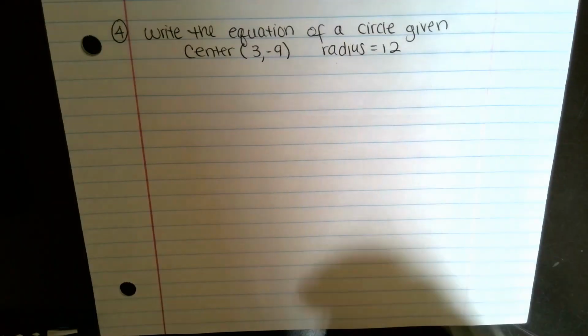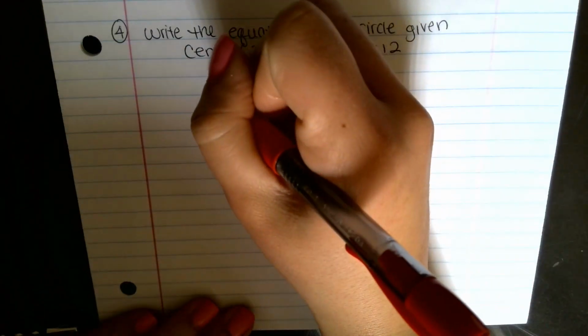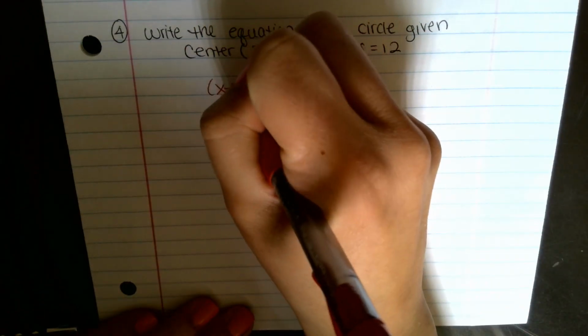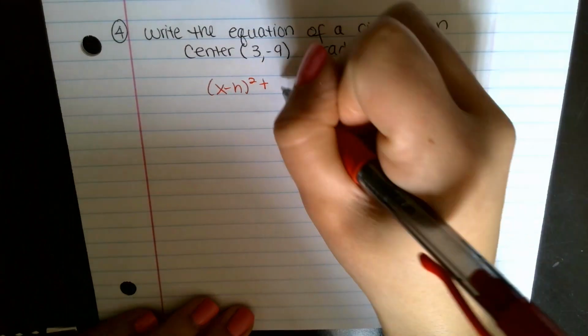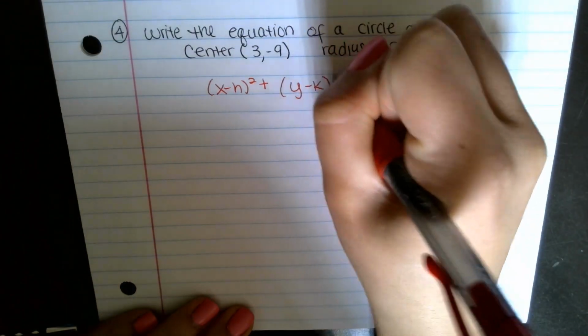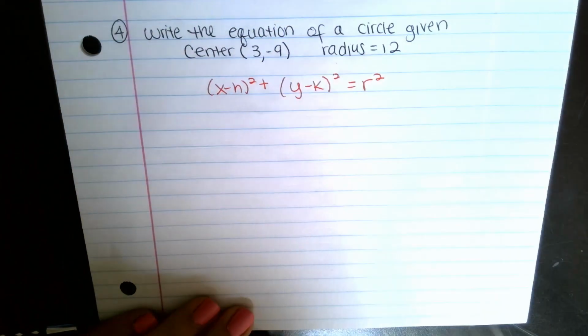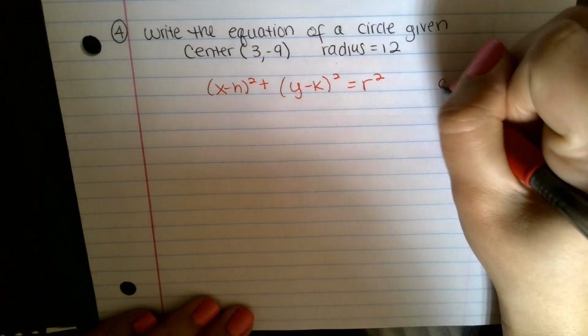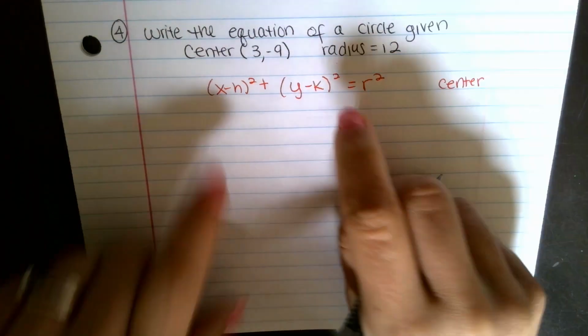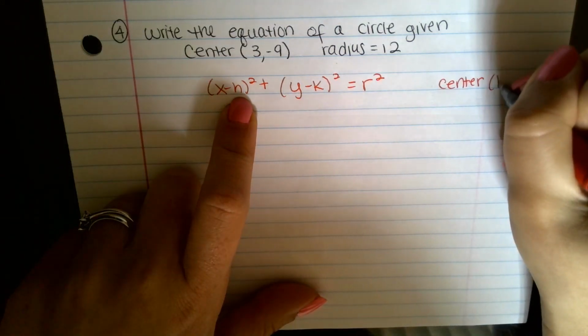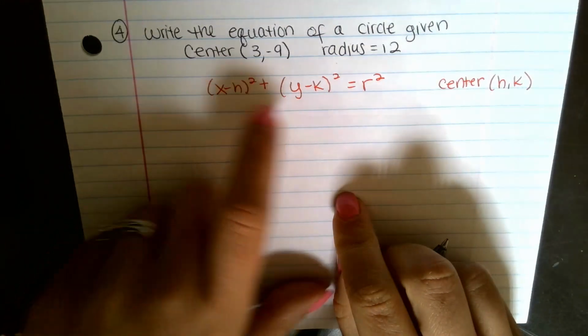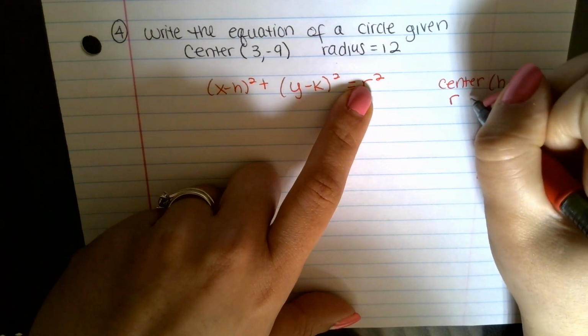Okay, so write the equation of a circle given the center is at (3, -9), and the radius is 12. So if I want to write the equation of a circle, it's always going to be in standard form. This is your standard form. It's (x - h)^2 + (y - k)^2 = r^2. So side note, your center is located at (h, k), opposite values, and the r represents your radius.